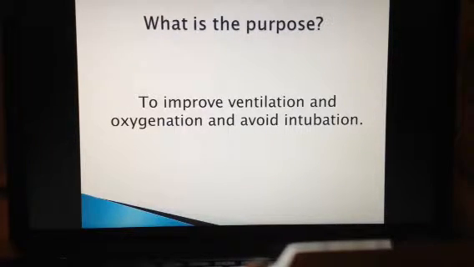So now let's talk about the purpose. The purpose of CPAP is to improve ventilation and oxygenation and avoid intubating your patient.